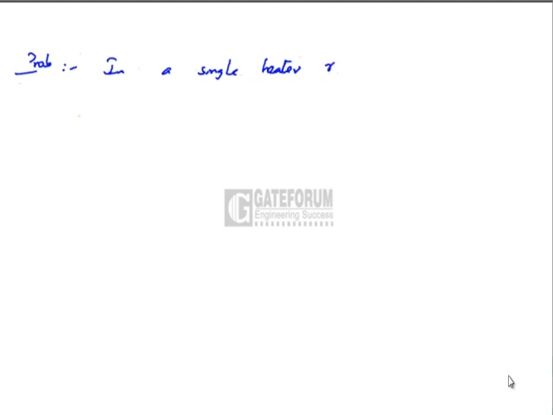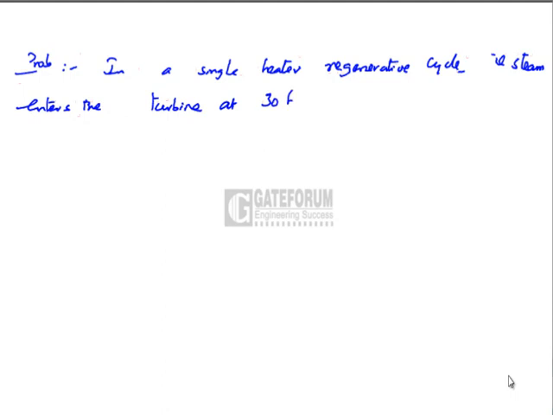Regenerative cycle: the steam enters the turbine at 30 bar, 400 degrees centigrade, which is obviously superheated steam, because once the pressure and temperature are given, it can be said that the steam should have been superheated steam. And the exhaust pressure, obviously the condenser pressure, is 0.10 bar.